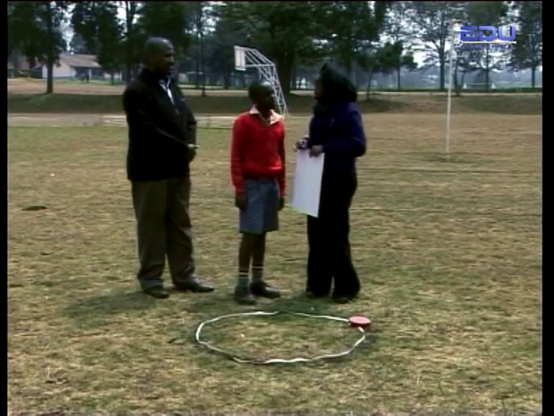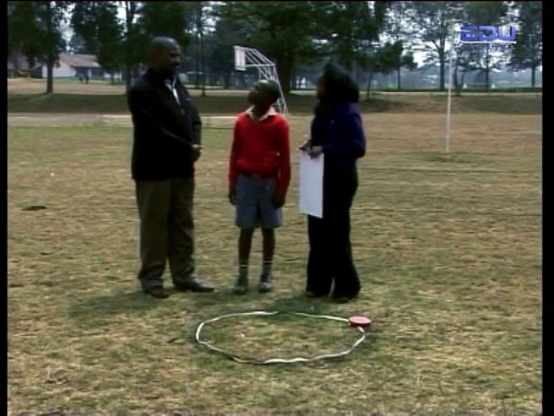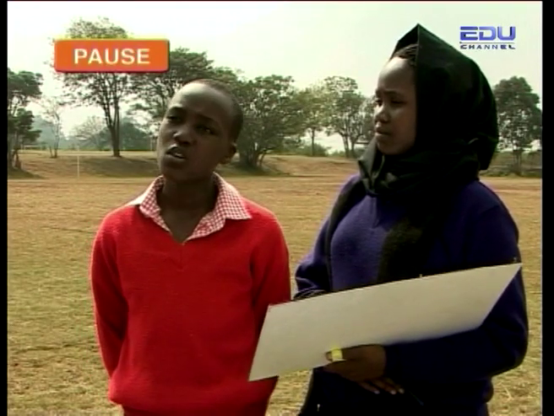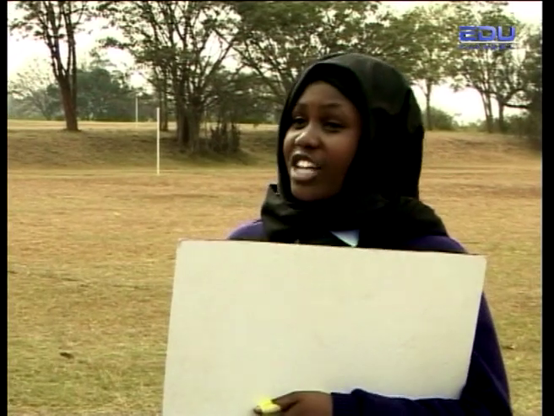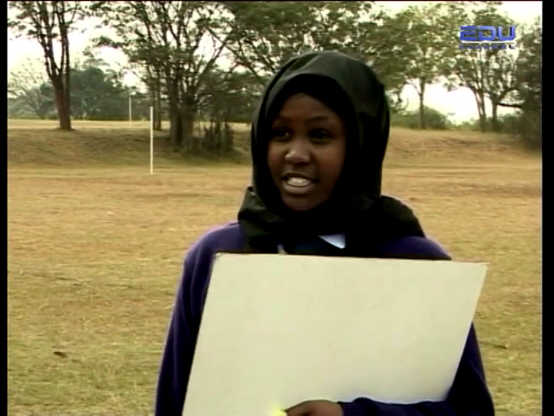Is the circumference of the circle the same as its perimeter? Yes, it is, Wanjiro. Mr. Mutua, is there a formula for finding the perimeter of a circle like there was for a rectangle? Yes, there is, Hamisi. You can find the perimeter or circumference of a circle by multiplying the diameter by pi. Let's try and see if we'll get the same answer.